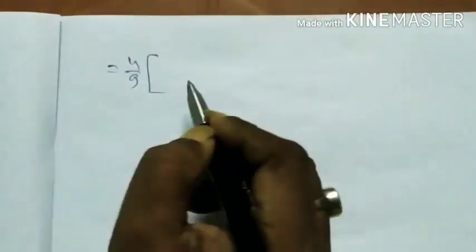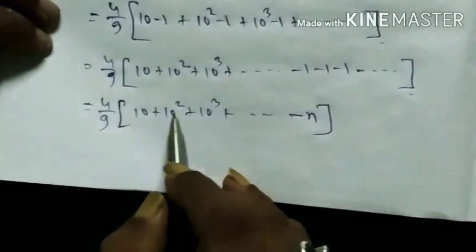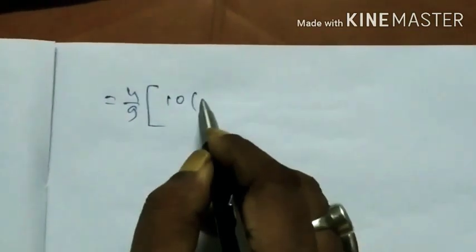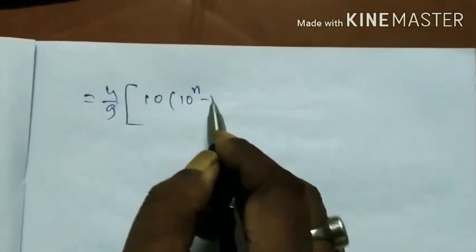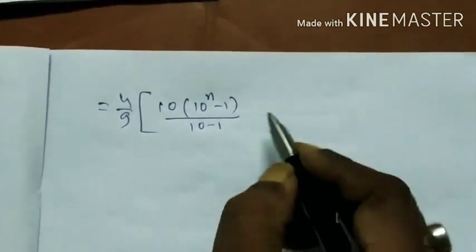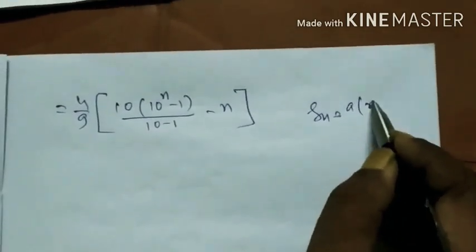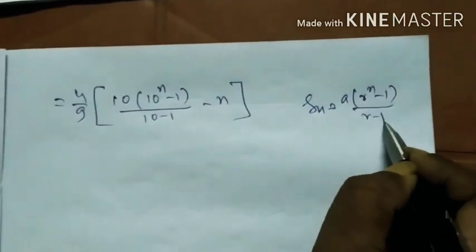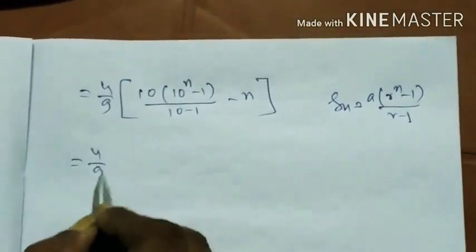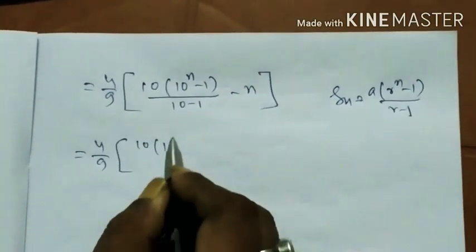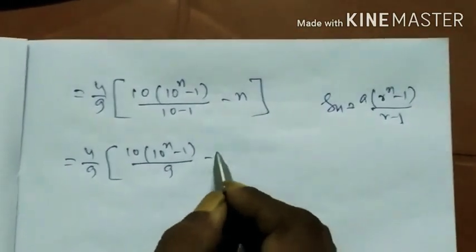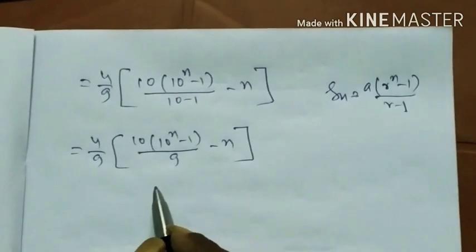So this will be equal to 4 by 9. Here your A is 10, and common ratio 10 square divided by 10, it is 10. Since it is greater than 1, so 10 to the power of n minus 1 by 10 minus 1, minus n. Because your Sn formula is A times R to the power of n minus 1 by R minus 1. So here 4 by 9, and this is 10 to the power of n minus 1 by 9, minus n. You can leave the answer here itself.